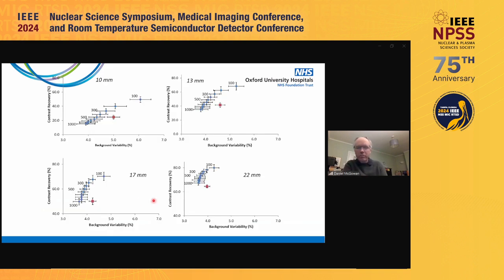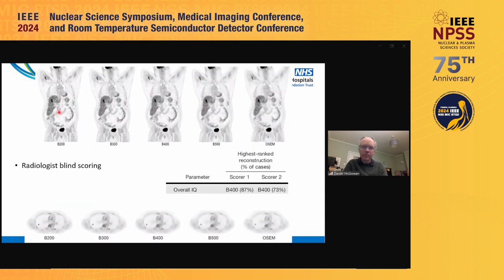Then we looked at the quantitative impact. As I said, there's one factor, beta, that gets changed. We changed it from a beta of 100 through to a beta of 1,000. You can see that as you increase the beta, you decrease the noise in the image. So you decrease the background variability, but you also decrease the quantitative recovery. We used this phantom scan to choose a subset of these betas to then look at further with our radiologists. We gave a set of radiologists different images, all blinded, from a beta of 200, 300, 400, 500.